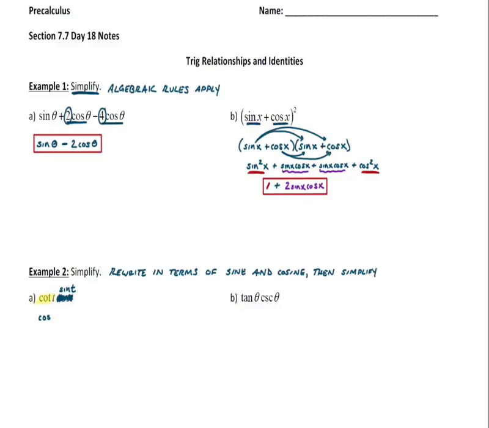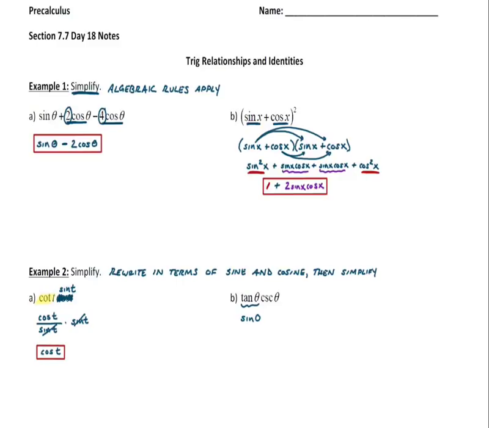So when we say rewrite in terms of sine and cosine, what I'm going to do is replace that cotangent of t with cosine of t over sine of t. So just rewriting cotangent in terms of sine and cosine, and that's going to be multiplied by sine of t. So if I want to simplify this, actually the two sine of t's will reduce, and all I'll be left with is just cosine of t.